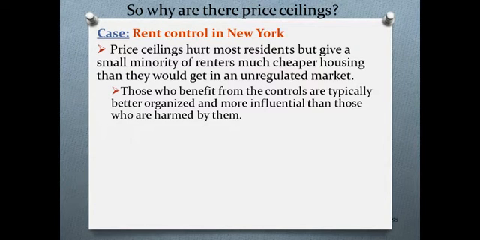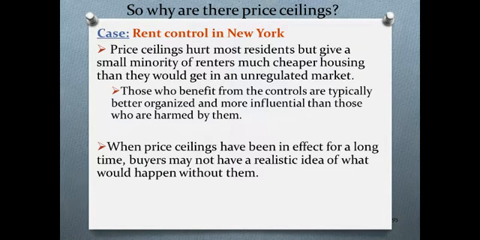Those who benefit from the controls are usually better organized and more influential than those who are harmed by them. Now, in this case we're looking at housing, but you could easily look at this with tax policies and big corporations. Those corporations are much better off with the current tax code, which is an absolute epic disaster. Who can follow that stuff? But those people are better off. The rest of us are left with the check. We've got to pay the tab.